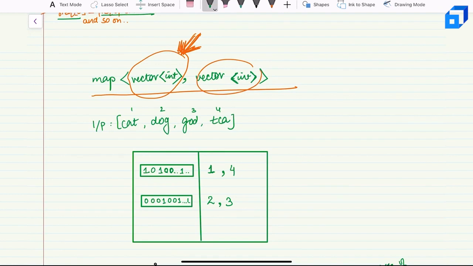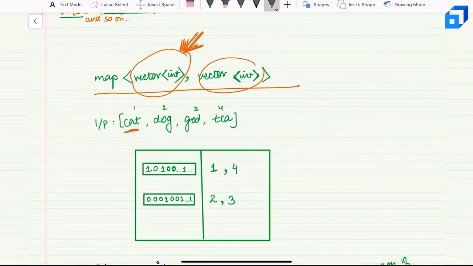So here we have cat, right? The frequency array for cat will look something like this. So in this, this will be the key, right? Since this was not present, first we will be pushing it, and then we will be placing this 1 over here. Then we will be moving on to dog, and the frequency array of this will look something like this. And we will simply put 2 over here, right?